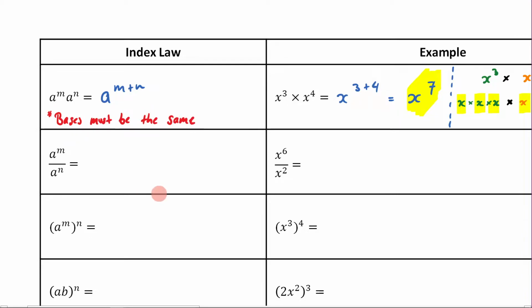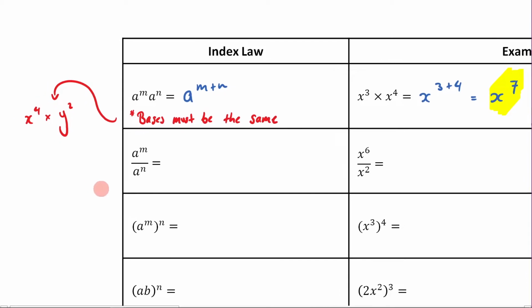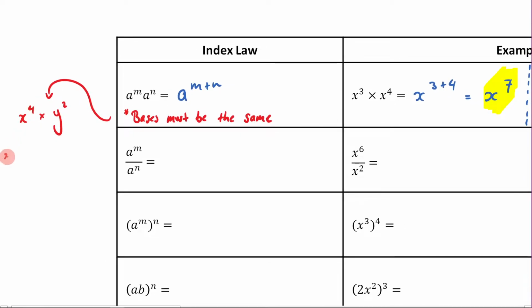If you think about why this is the case, let's say I gave you x to the 4 times y to the 2. Can you go 4 plus 2 in this case? No, you can't, because x to the 4 is telling you you've got x times x times x times x, and this is telling you you've got y times y. You can't add those together because they're two different things. So it does not apply there.